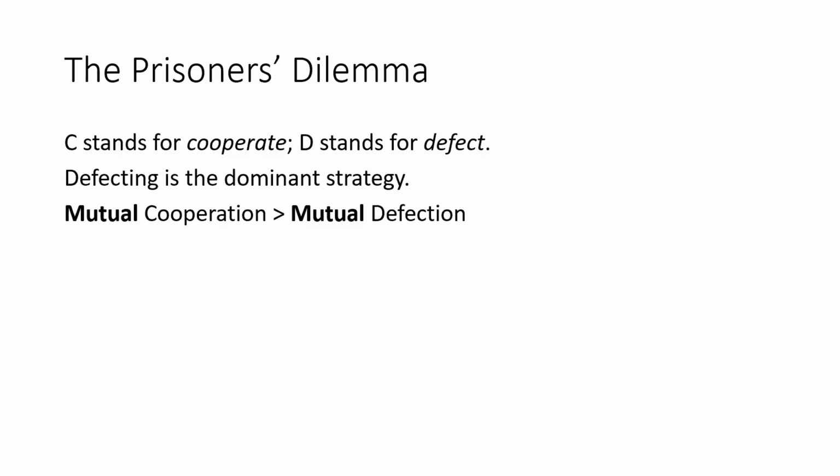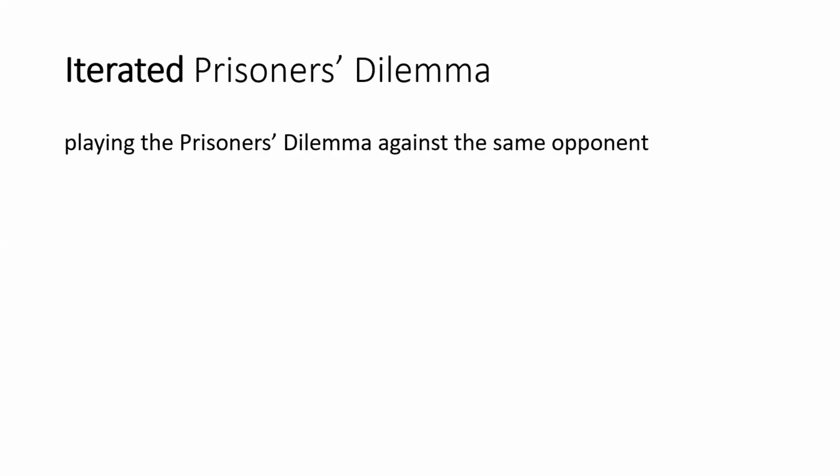And so now imagine that you play this game and then you take out a die, you roll the die, and if it lands on a 1, you don't play again. But if it lands on anything but a 1, you do play again. This is what's called the iterated prisoner's dilemma.